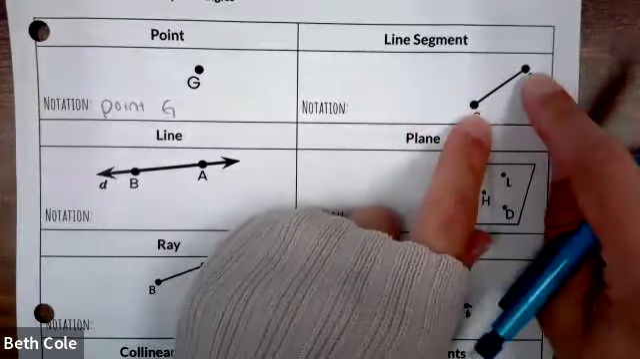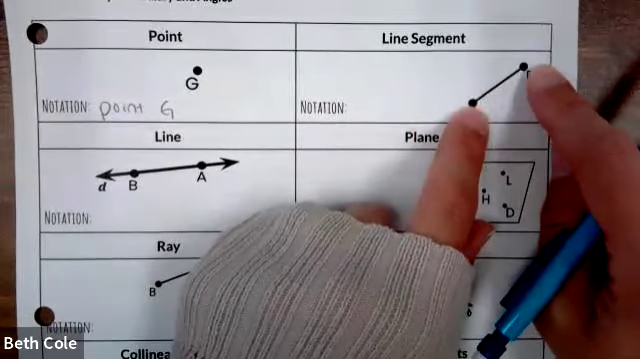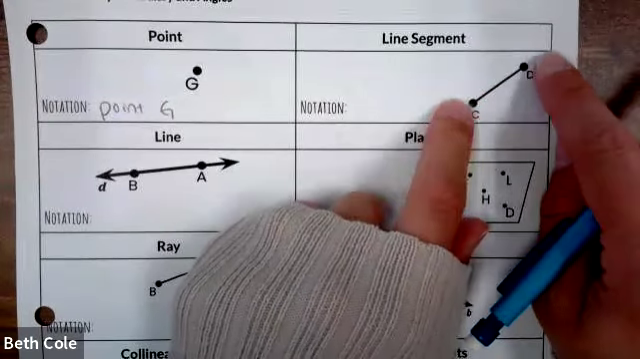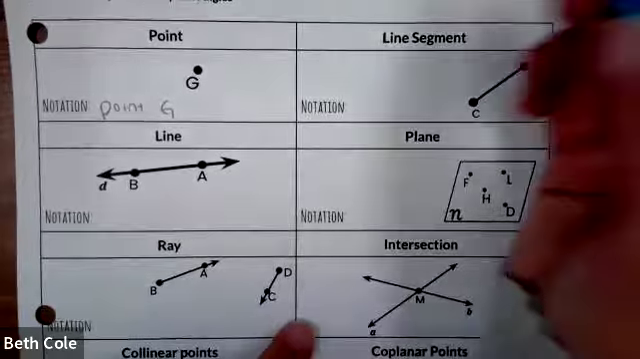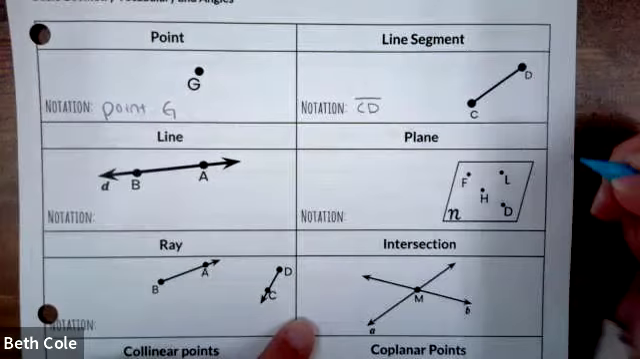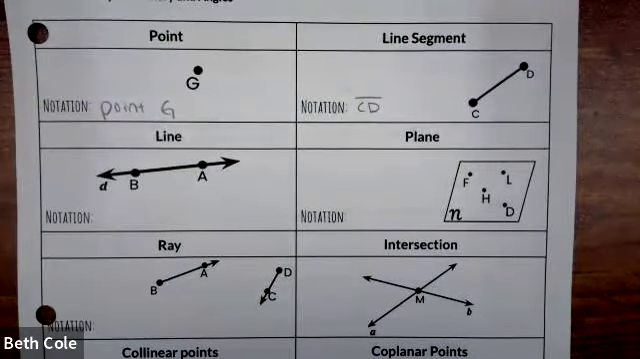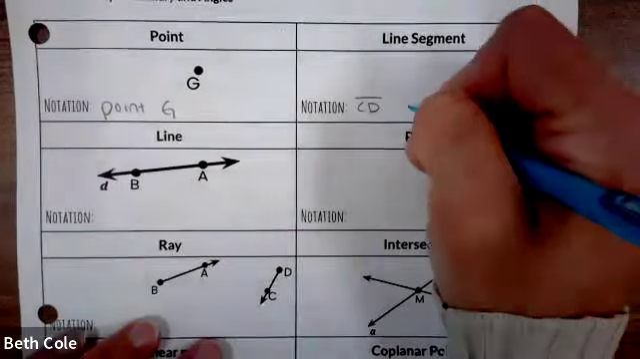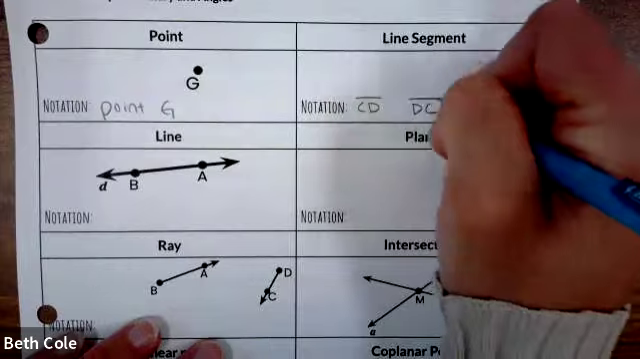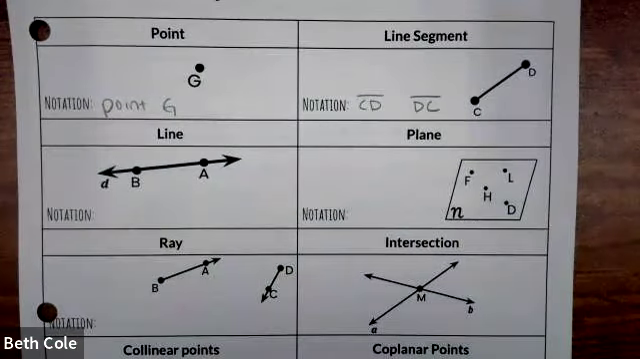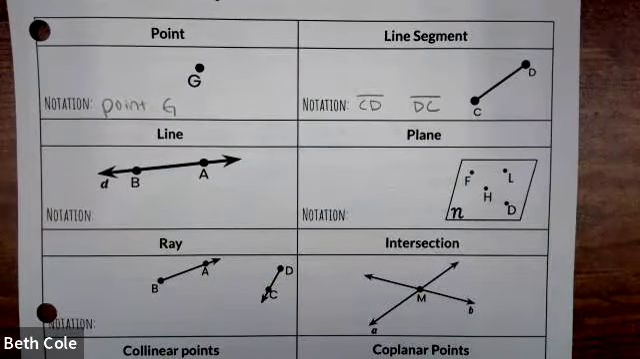This is called a segment. Do you see how it stops on each side? There's no arrows. It doesn't keep going. That's called a segment. You can label that as CD, and we put a little line over the top of it. Or you can say DC. So the order doesn't matter for that.